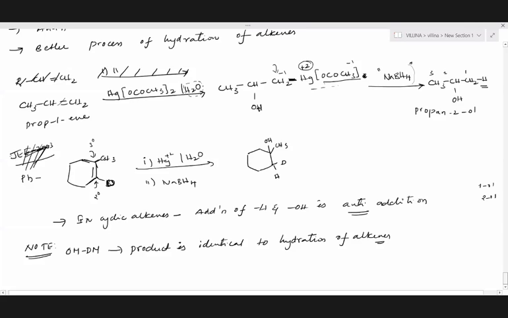Take propene, CH3CH double bond CH2. So what is our first reagent? We are treating with mercuric acetate, right? So Hg(OCOCH3) taken twice, in presence of water, we are performing. So what will happen in the first step? The mercuric acetate will get itself attached to the alkene.